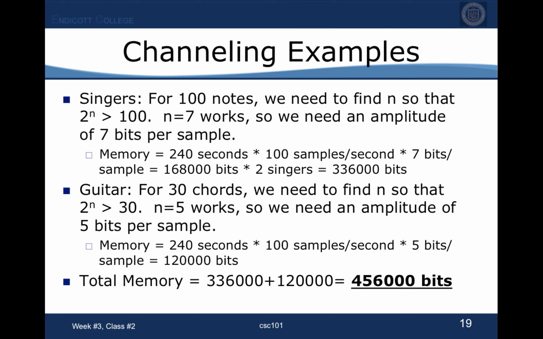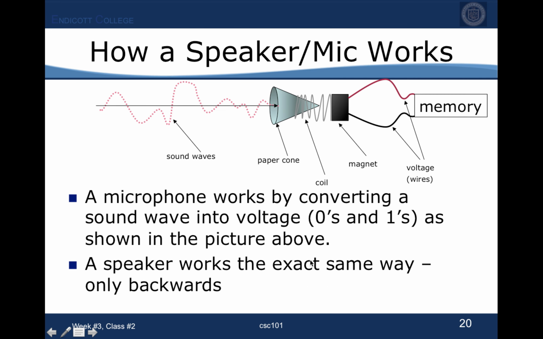So this is not a realistic example because remember, 100 samples per second is way below the waveform. Waveform was 44,000 samples per second, and n equals 7 bits. Remember, 16 bits is sort of real stereo quality sound. So these again are lowballing it, but just so at least the numbers are a little more manageable. We'd end up with just under 500,000 bits.